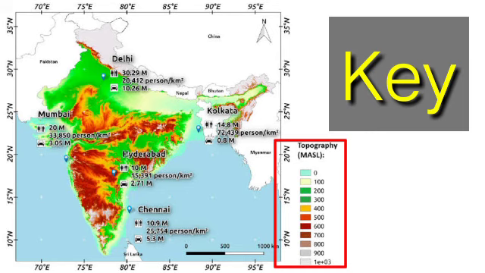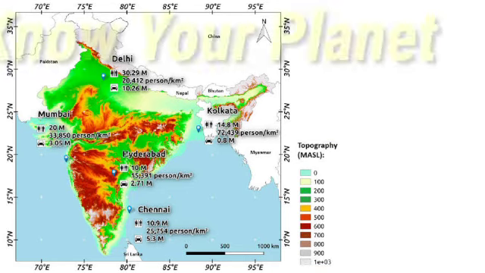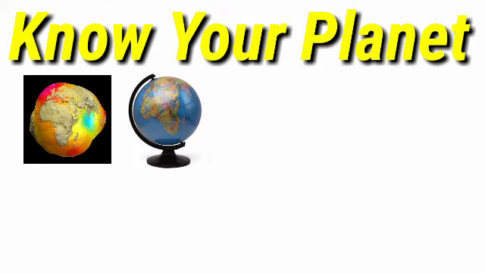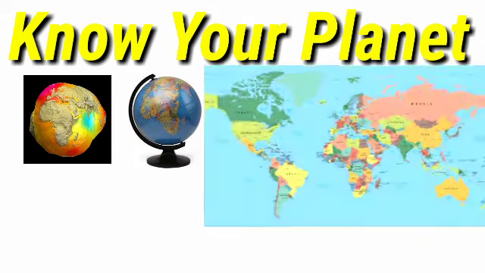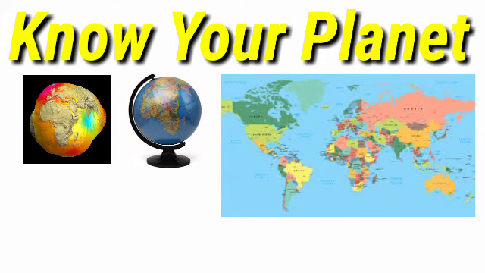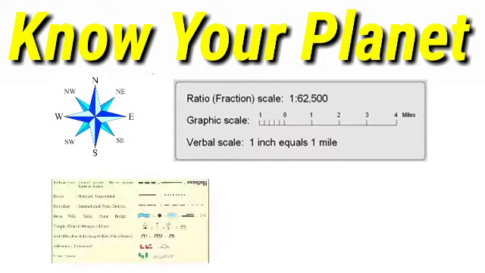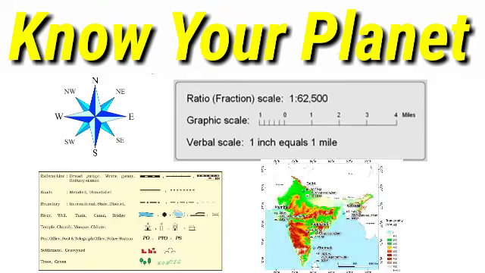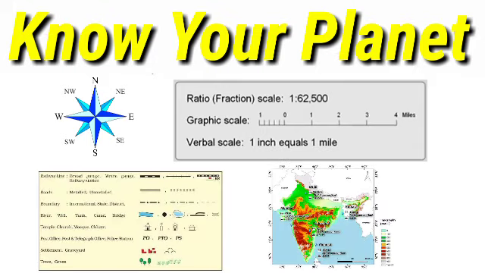So in this chapter, named Know Your Planet, you have visualized and studied many things like the shape of the earth, what a globe is, what its benefit is, and what the limitations of a globe are. Maps and types of maps. Map reading and some elements of map reading like directions, scale, symbols, and colors. So I hope you have understood all these things.